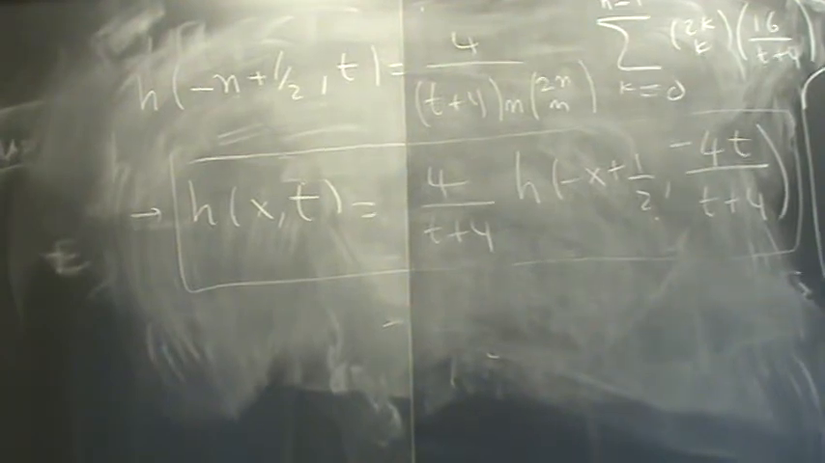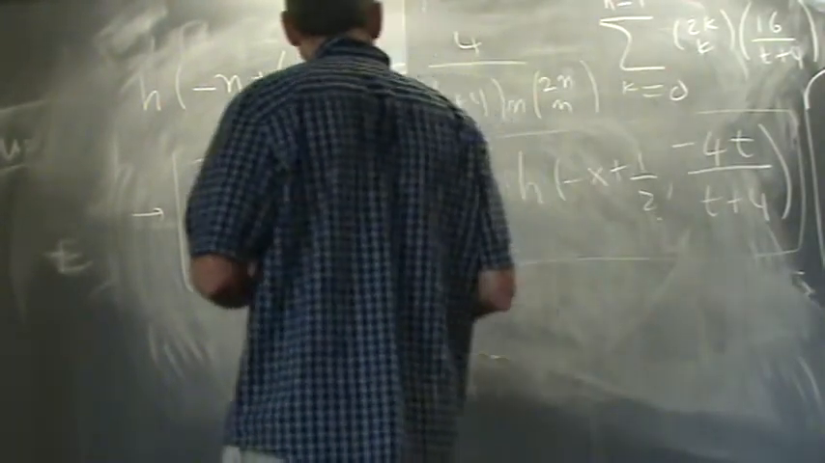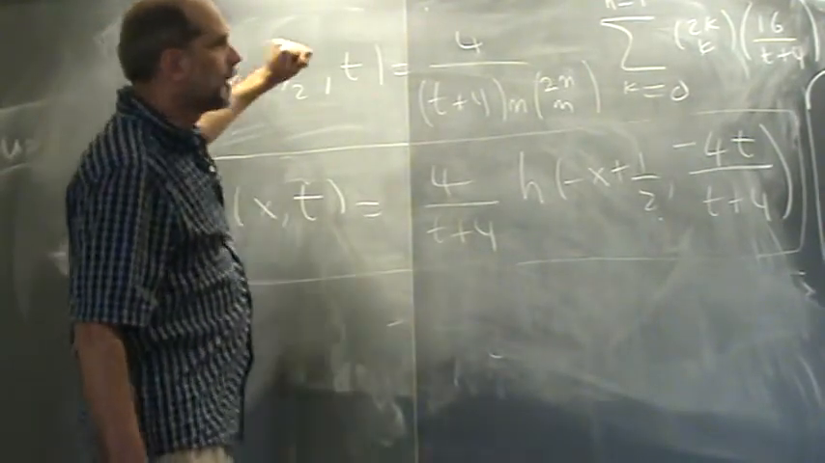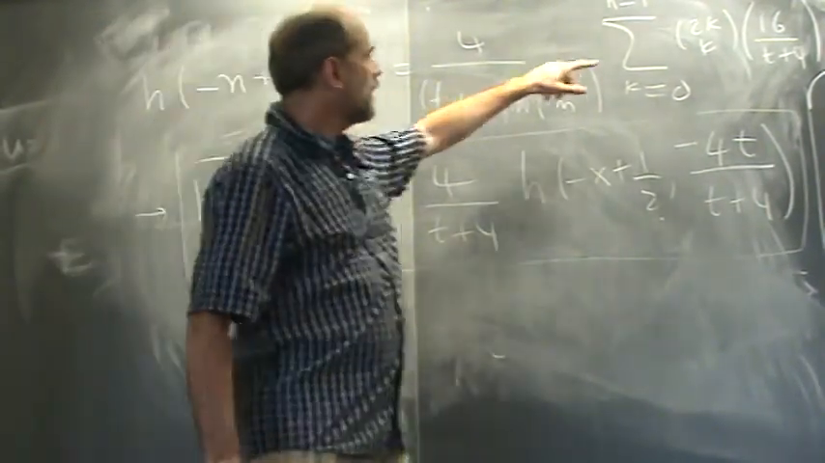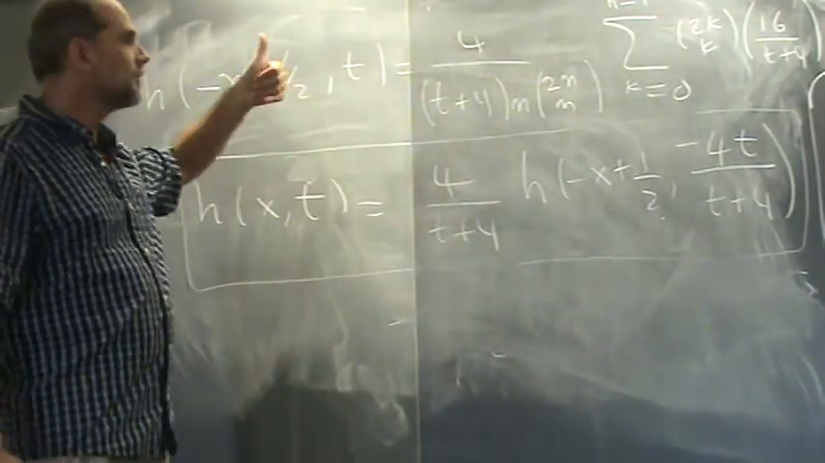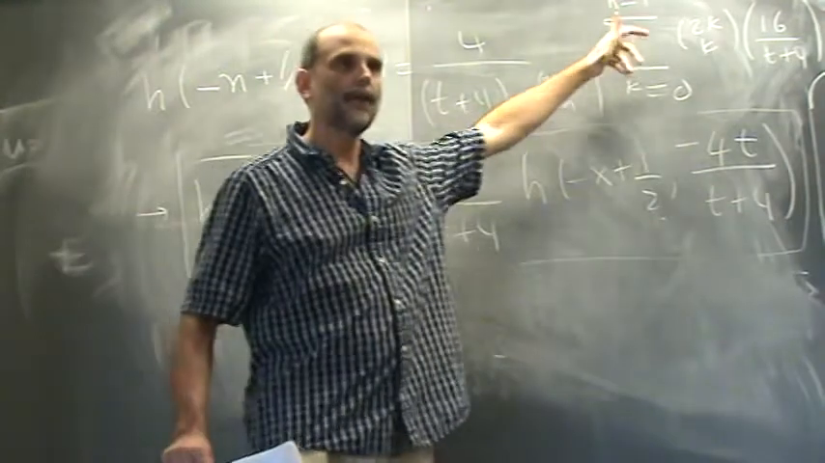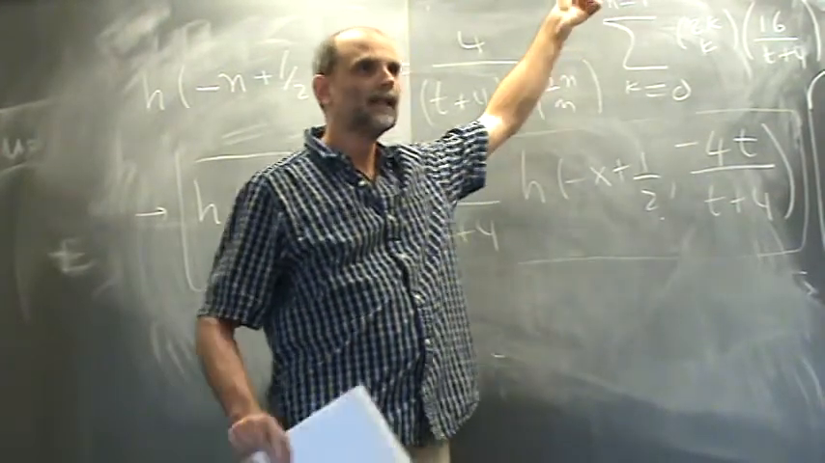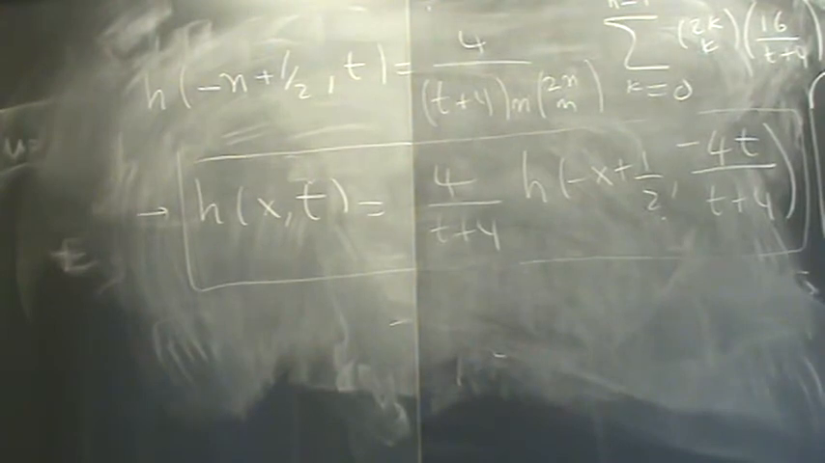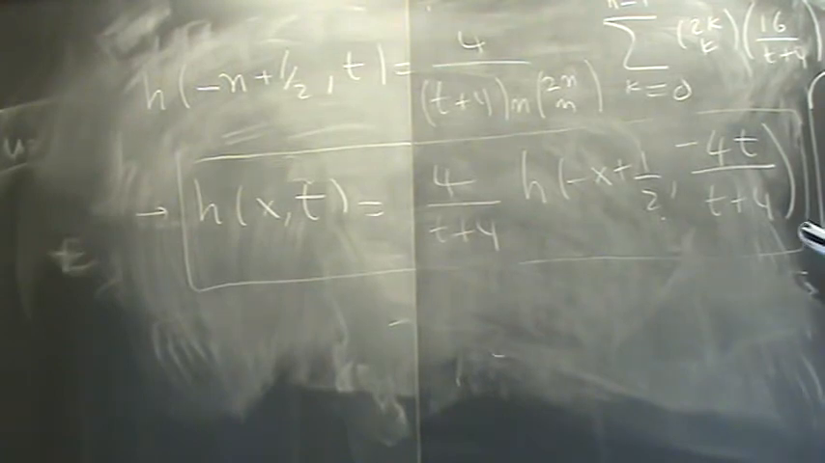Now notice that the miracle that occurred is that you may recall that the original little h had a 2k choose k in the denominator. And now this flipping of the variables put the 2k choose k on the numerator. Okay, so there's some sort of flipping of everything around.